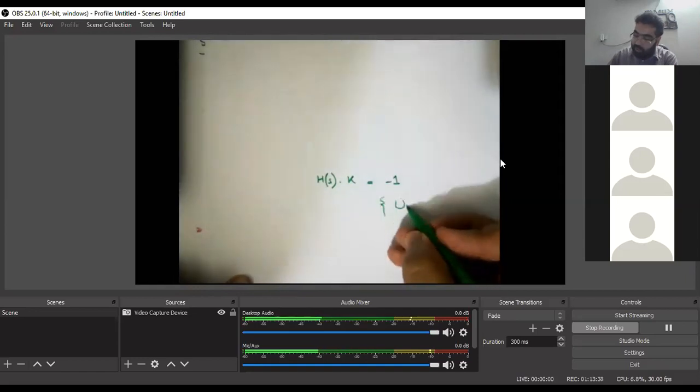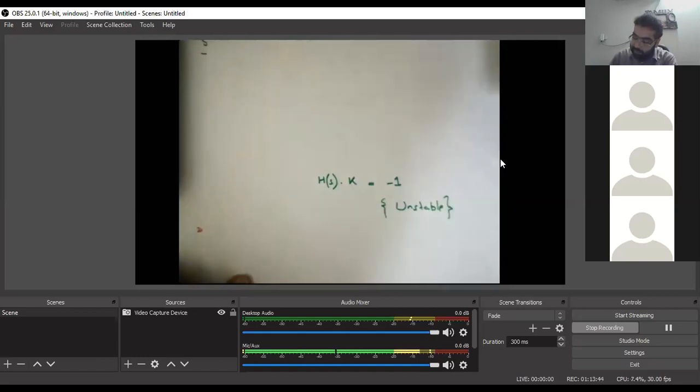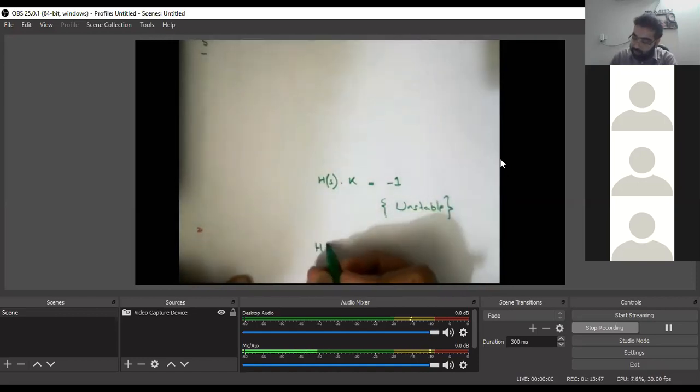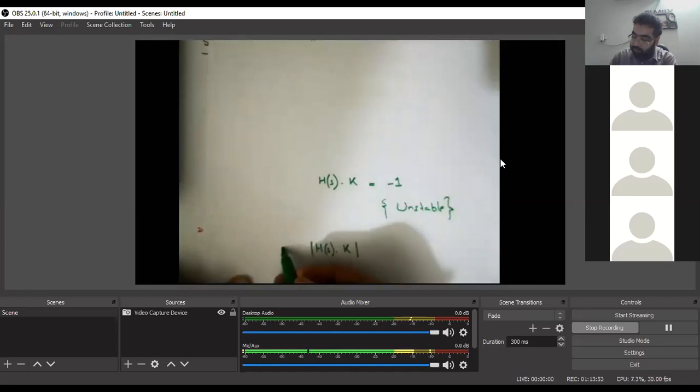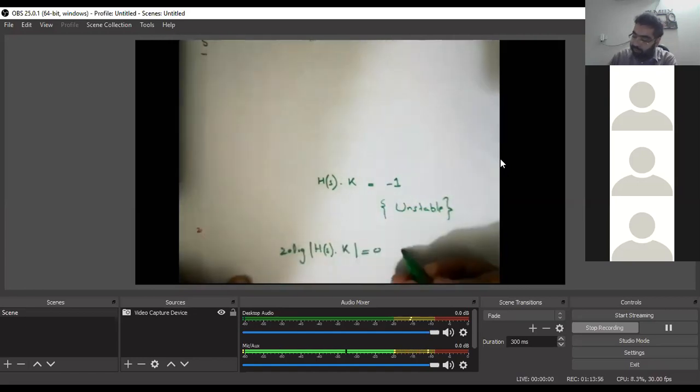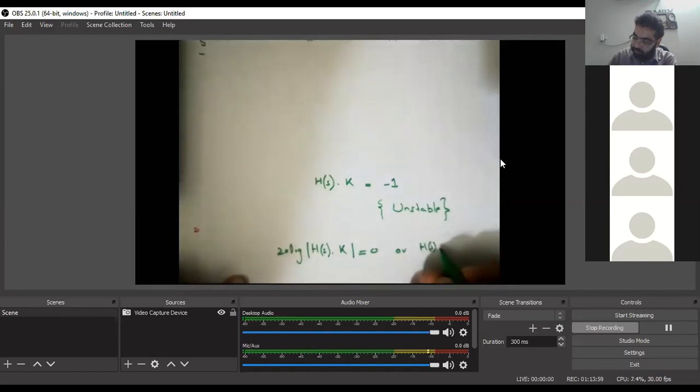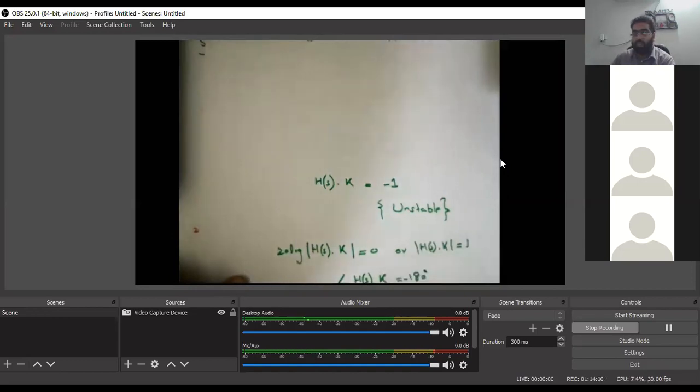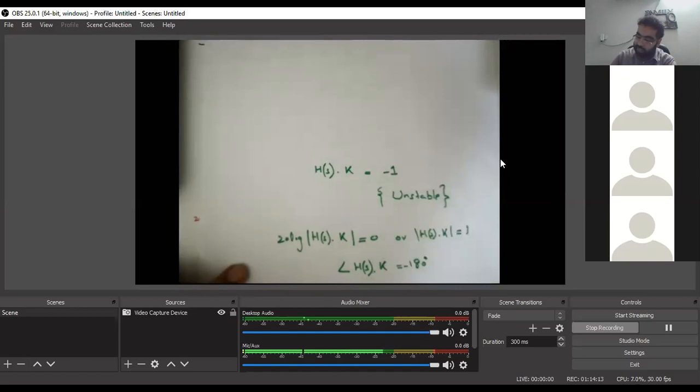Okay, fine. Now we represent this with the help of a Bode plot. We say that if the magnitude response of h of s times k, 20 log of it, is equal to 0, or simply the magnitude is equal to 1, and the phase of this product, the loop transmission gain, is equal to 180 degrees, both of these things mean the system is unstable, and both of these things are the same. -180 degrees, right?